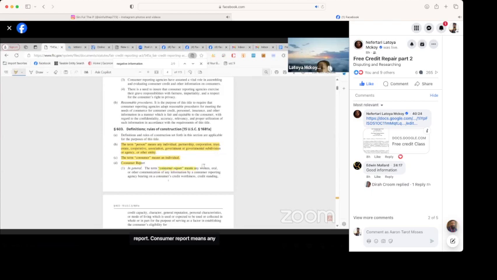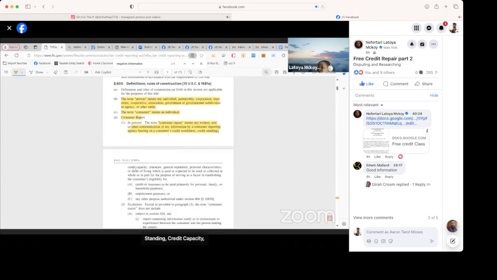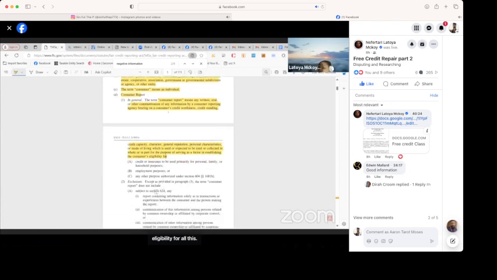Consumer report means any written or oral or other communication of any information. Oh, look, remember yesterday we said what communication was. So the consumer report is other communication. Oh, that's cool. By a consumer reporting agency bearing on a consumer's credit worthiness, credit standing, credit capacity, character, general reputation, personal characteristics, or mode of living, which is expected to be used or collected in whole or in part for the purpose of serving as a factor in establishing the consumer's eligibility for all this.